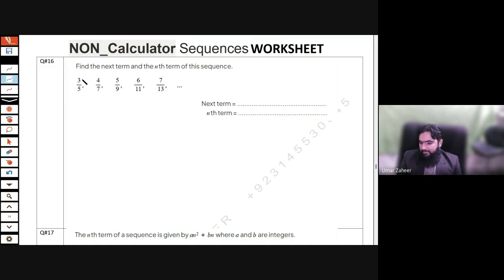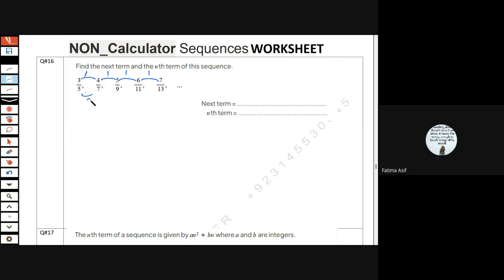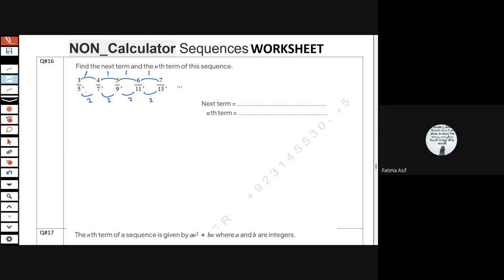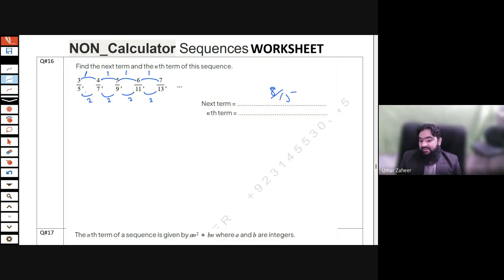Now let's talk about the numerator. 4 minus 3, 1. 5 minus 4, 1. 6 minus 5, 1. In the denominators, the difference is 2, 2, 2, 2. He says, what is the next term? Yes, the next term will be 8 over 15. And next he says you have to find the nth term.